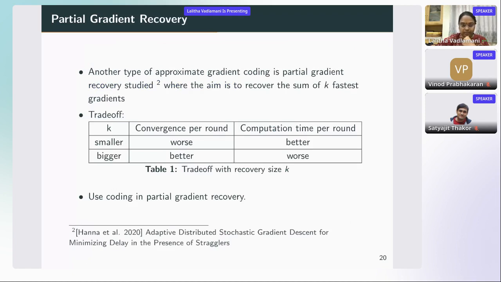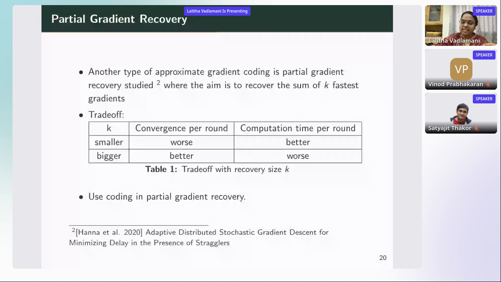recovery? Okay. So there has been a paper which does partial gradient recovery, by Hanna et al. But what they are asking is the following. I am not asking for the full gradient. I'm only asking for the sum of the k fastest gradients, and I'll forget the rest if I receive the first k.